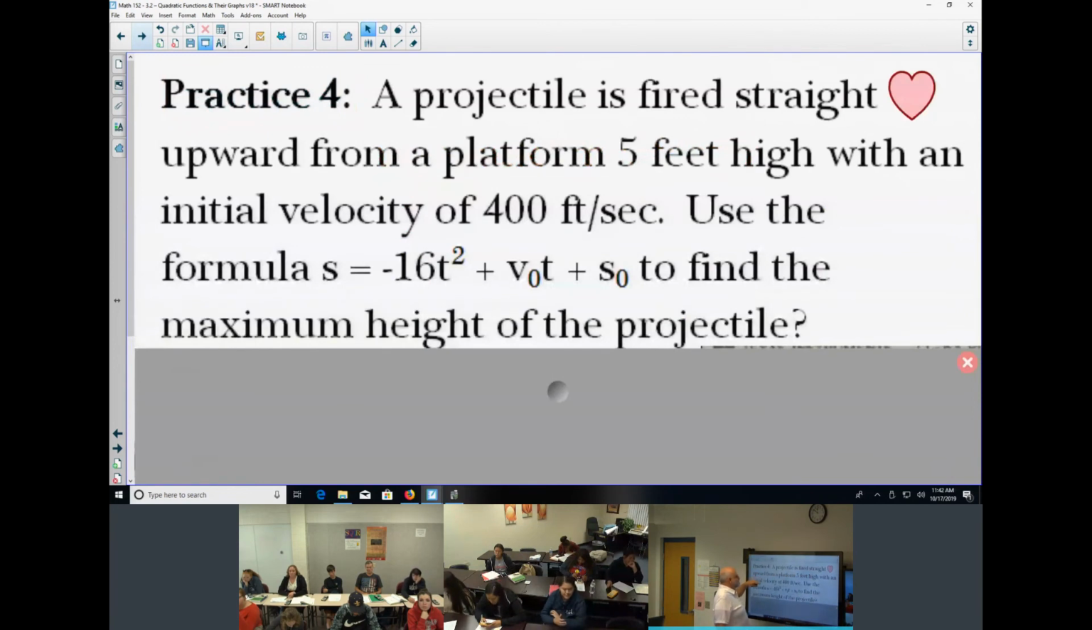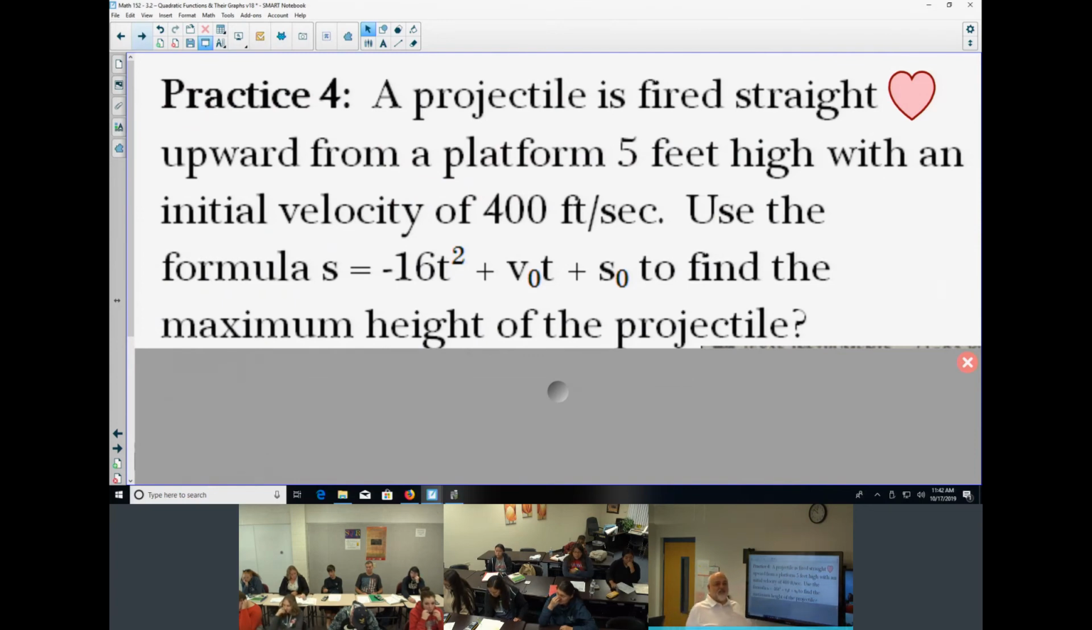All right. So let's look at this one. It says a projectile is fired straight up from a platform. So now we're going to use it to help us in our physics class. A platform 5 feet high with an initial velocity of 400 feet per second. Use the formula S equals negative 16t squared plus V sub 0 t plus S sub 0 to find the maximum height of the projectile.